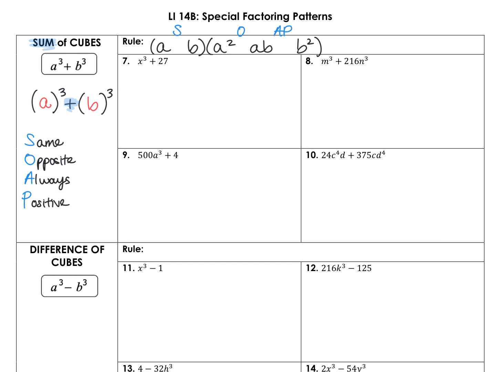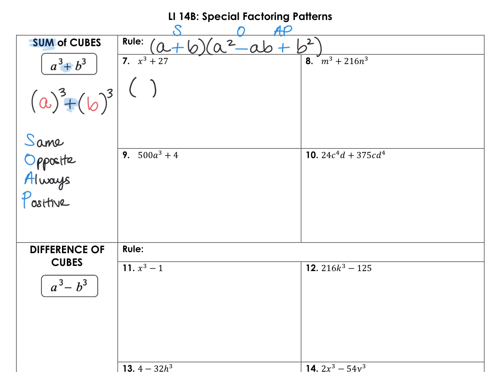So if you're dealing with, again, a sum of cubes, that's a plus sign. So the same as plus is plus. Opposite of that would be minus. And then always positive would be plus. So when I have a sum of cubes, it would be plus, minus, plus. You don't need to memorize that. You just memorize SOAP, and you know that it's going to be same, opposite, always positive. Okay, let's do a couple here.